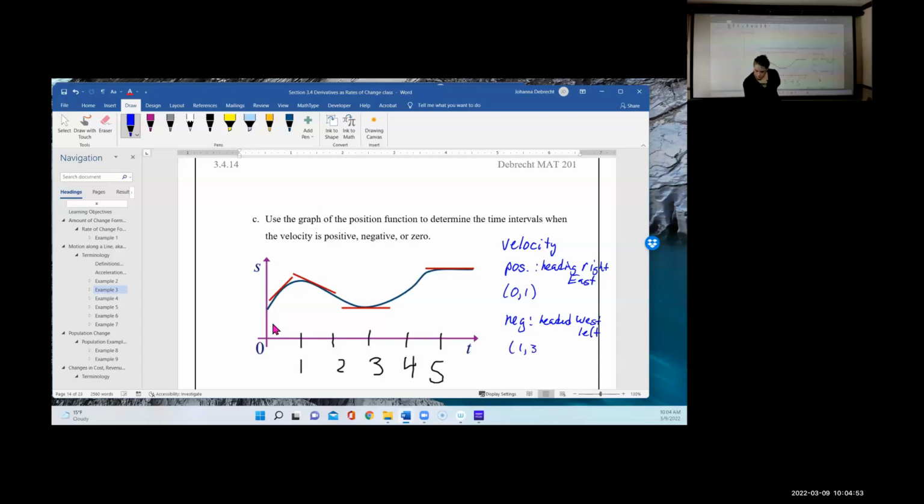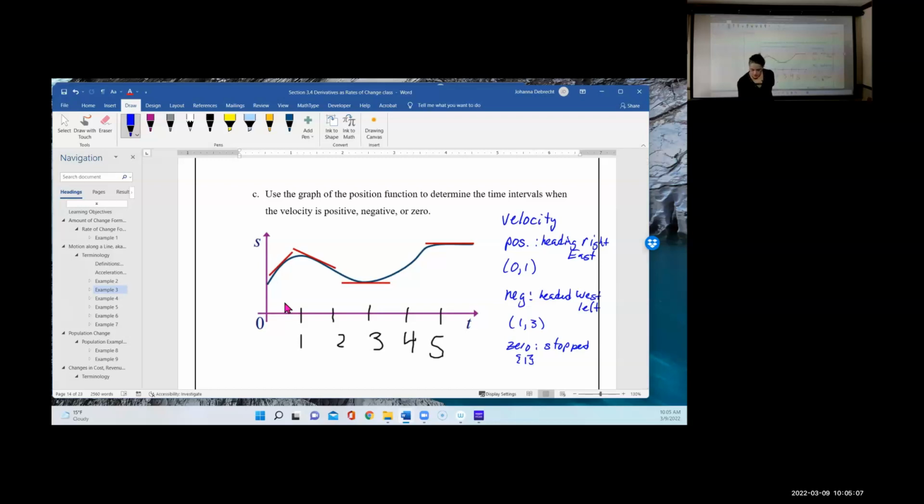Between 1 and 3, the slope is 0, which means it is stopped right there at 1. Scroll up a little bit to have a little more space. And then again at 3, it stopped at 3. Those are curled brackets right there to indicate single points. And then it speeds up again.